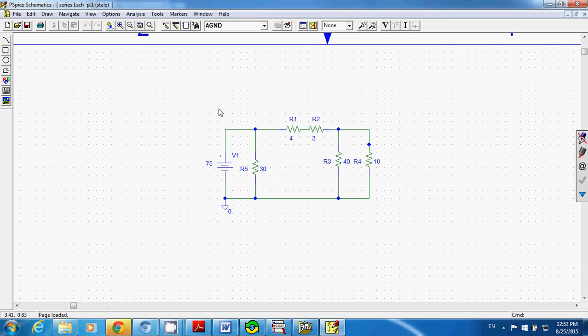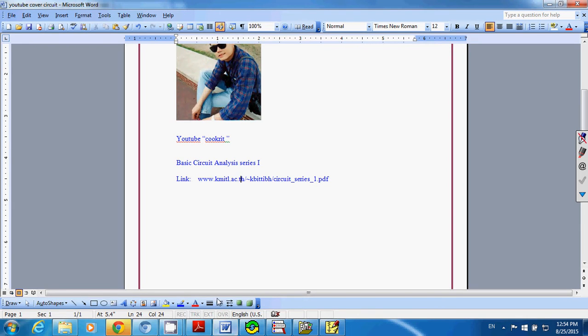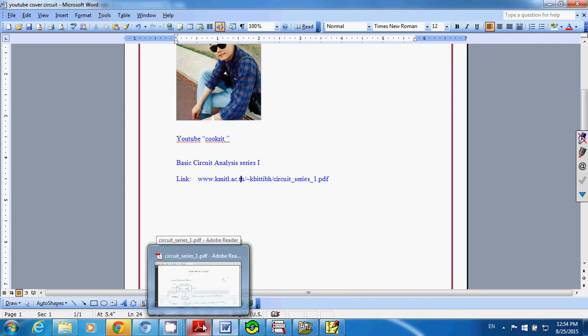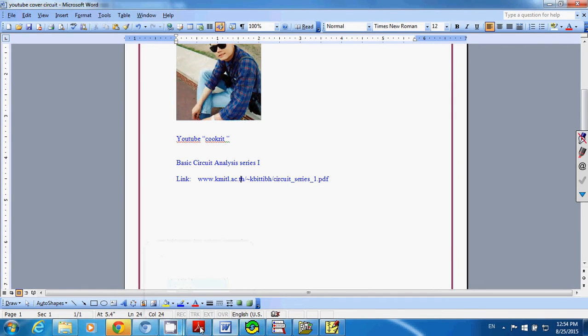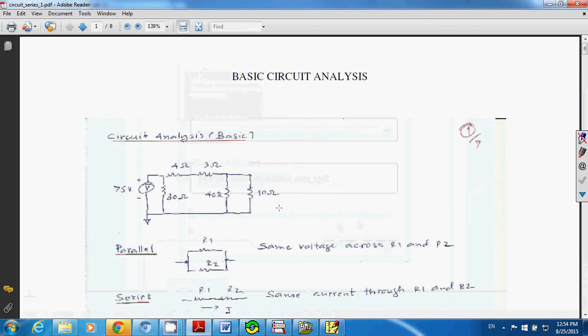In front of you here is a very simple circuit. You have the source voltage, 75 volt, connected to many resistors. Some of them are in series and some of them in parallel. And then we're going to compare the result from PSpice with my lecture note here.